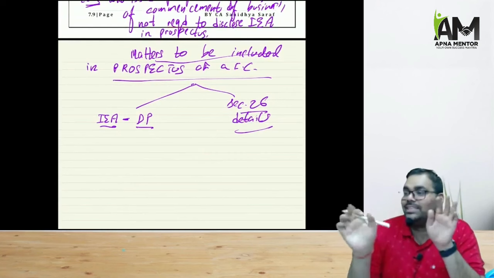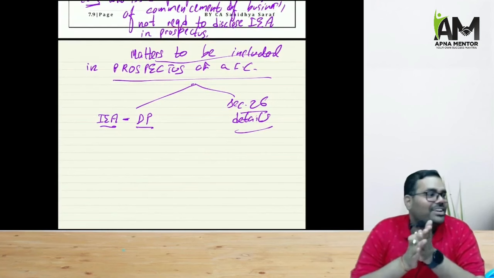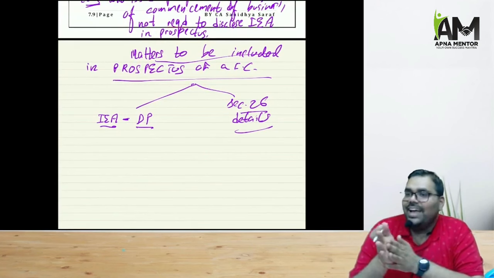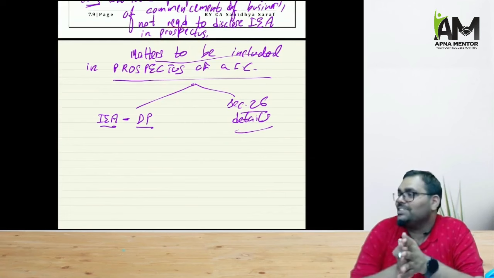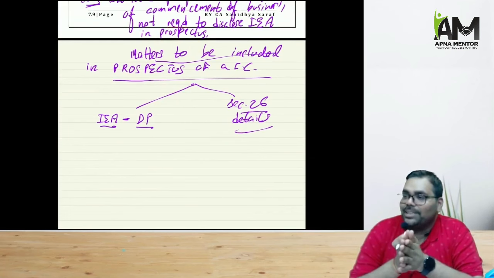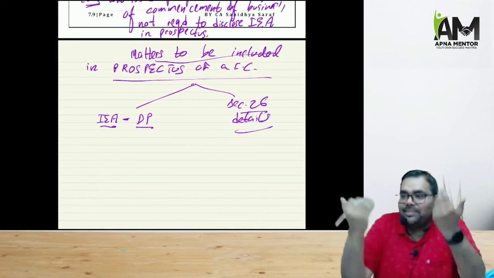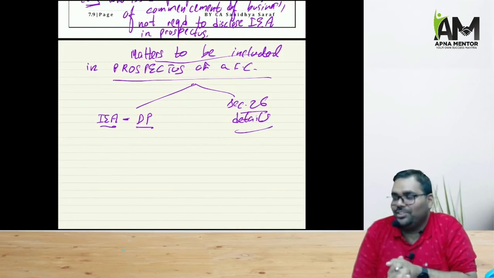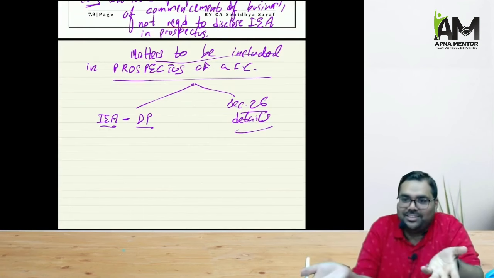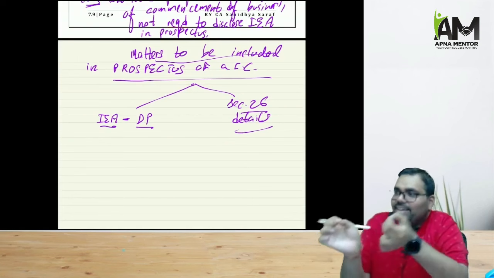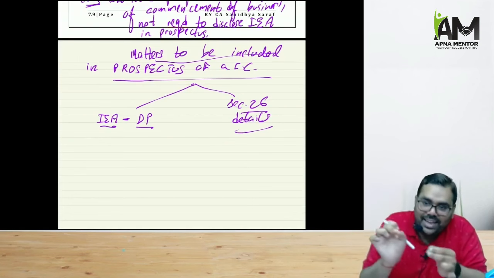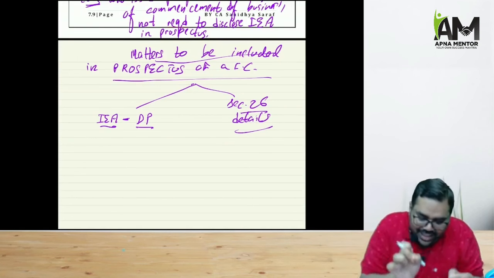So basically your company is inviting a prospectus, and the first invitation of your prospectus you have given to Deepika Padukone. And you are saying to Deepika Padukone, IEA Deepika Padukone. So IEA DP.